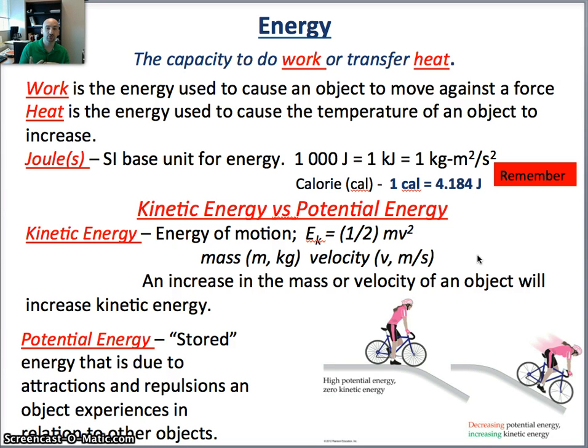So we define energy as the capacity to do work or to transfer heat. And so work is just the energy used to cause an object to move against a force, while heat is the energy used to cause the temperature of an object to increase. And when we talk about energy, the unit for this is joules, okay? And we abbreviate that with a J. It's the SI base unit, and one of the things that you should remember is that 1 calorie is equal to 4.184 joules, okay? That's a very important conversion for you to remember. It will come up on an exam.